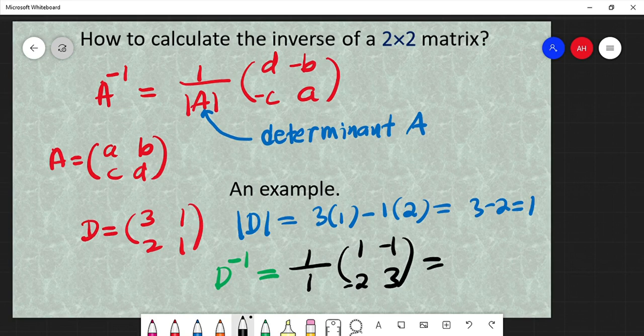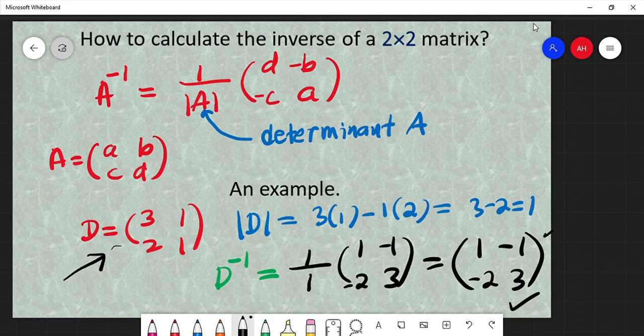Now the inverse matrix of D is equal to 1 multiplied by the same number, which won't change anything. We have 1, negative 1, negative 2, and 3. That will be the inverse of matrix D. The matrix D is 3, 1, 2, 1, and the inverse of D is 1, negative 1, negative 2, 3. Like that.